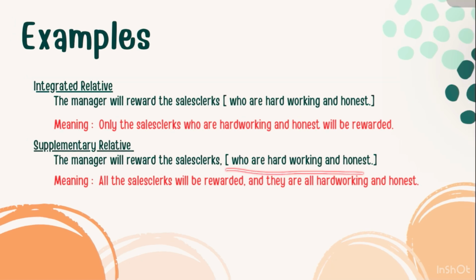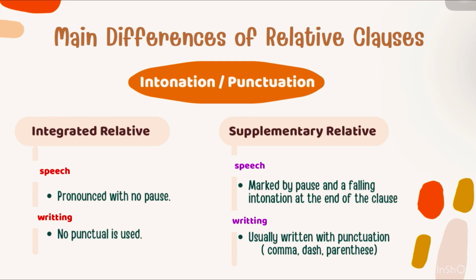And for this clause, it just tells us that the sales clerk is already hardworking and honest, so the manager will reward every sales clerk. And next, the main differences of the relative clause. For the first, we can categorize into three aspects.